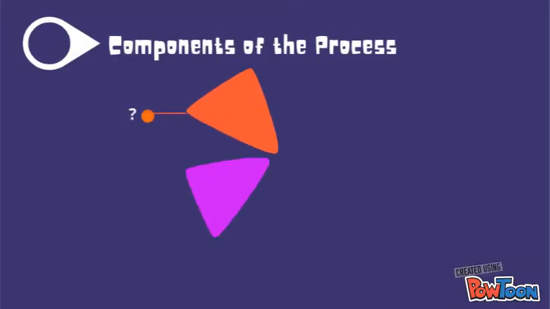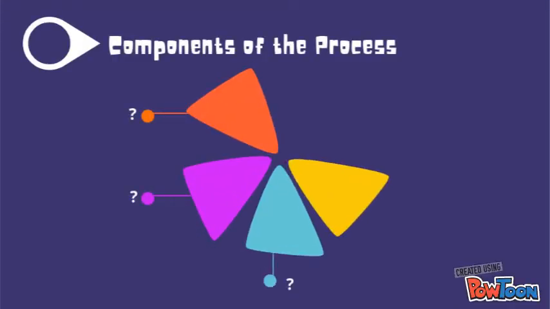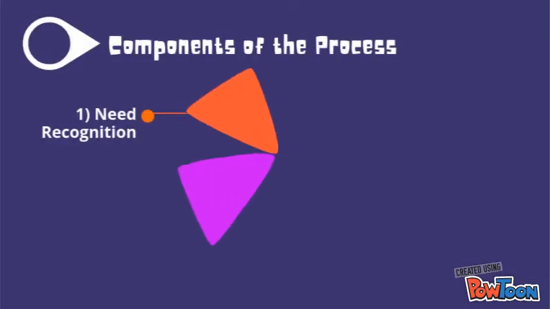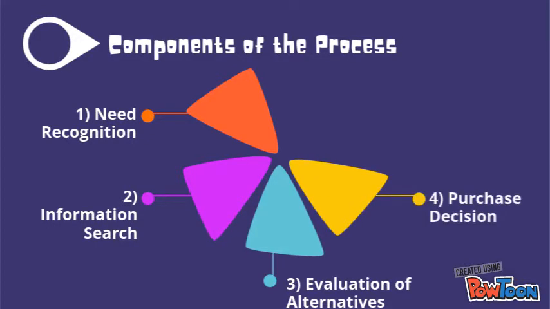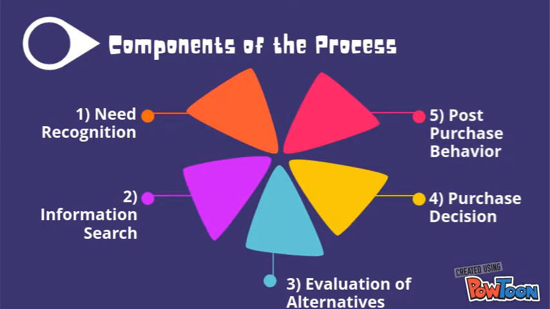First, we'll name the 5 components of the buyer decision process. They are need recognition, information search, evaluation of alternatives, purchase decision, and post-purchase decision.